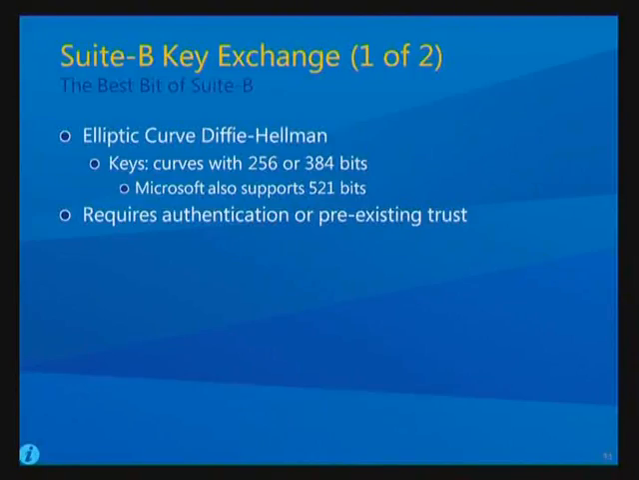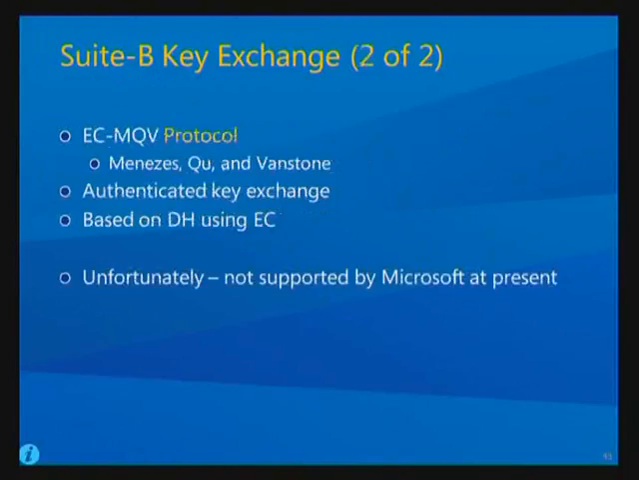One thing: to use this algorithm correctly, you need to have some form of additional authentication or pre-existing trust, for the reason of which the Suite B standard defines an alternative known as MQV, for the Menezes, Qu, and Vanstone protocol application of the Diffie-Hellman algorithm. If you've already had enough, just look at the last line. Unfortunately, Microsoft don't support this right now, although it is in Suite B. Maybe they will in the future.